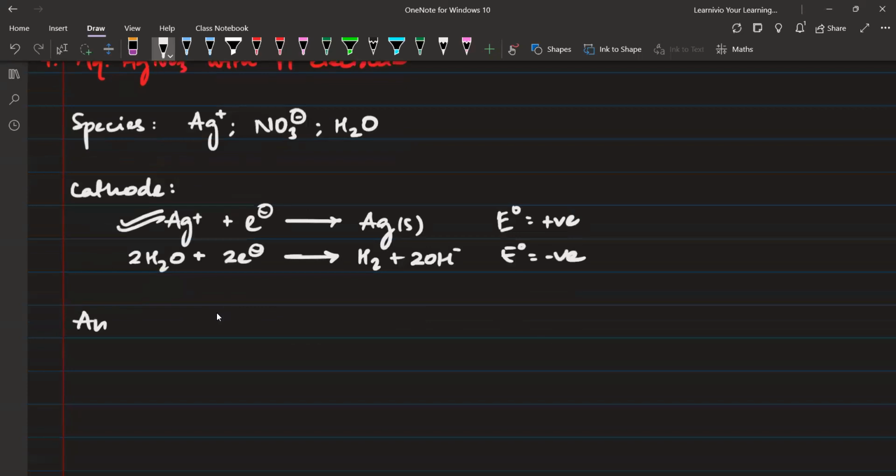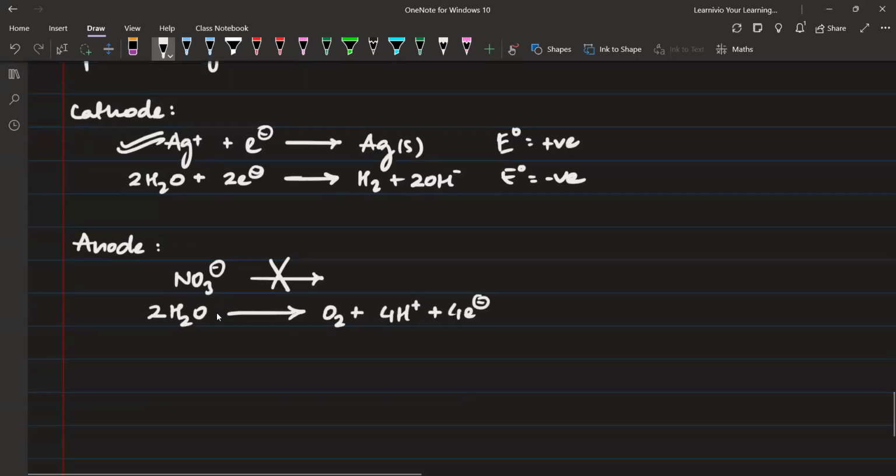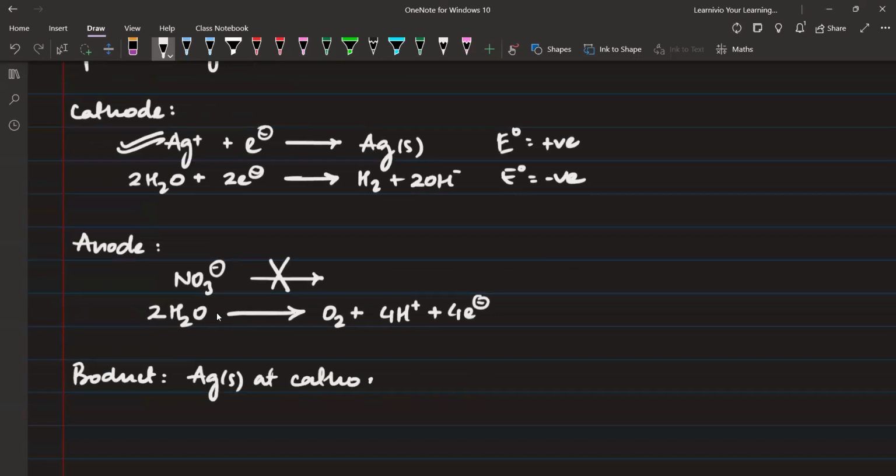In the anode, you don't have to look at NO3 negative because it is too large. Okay, you do not even need to consider it. What you will do directly is write 2H2O, which gives you O2 plus 4H positive and 4 electrons. So the products are going to be Ag solid at the cathode and O2 gas at the anode.